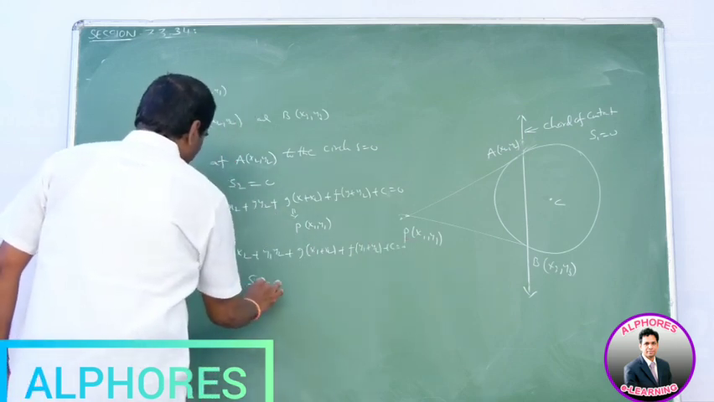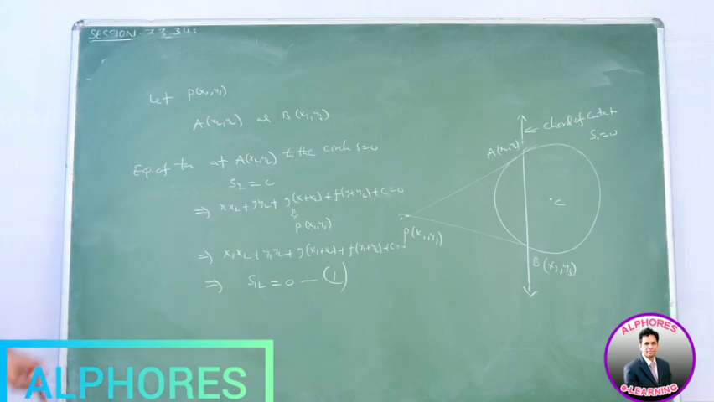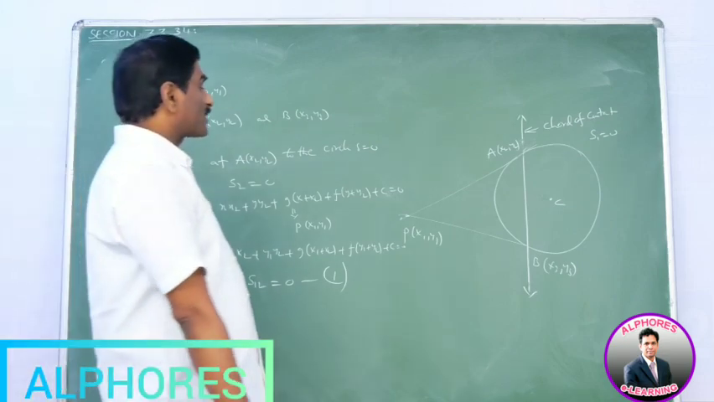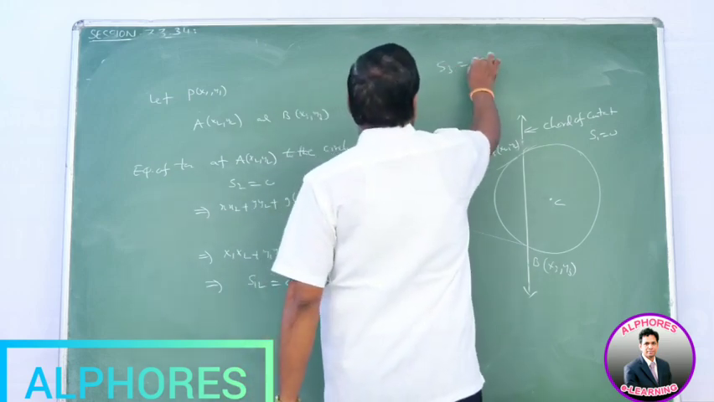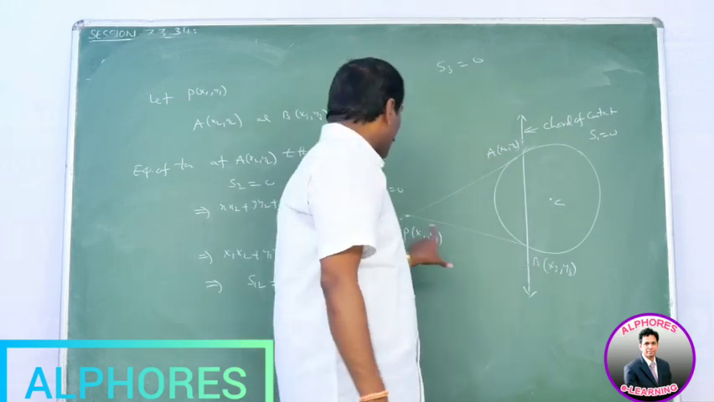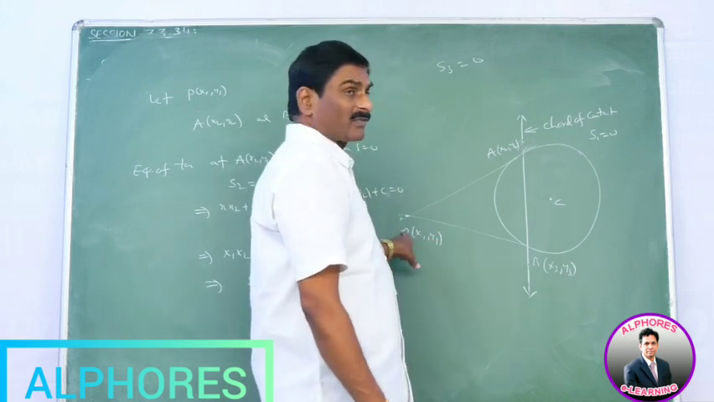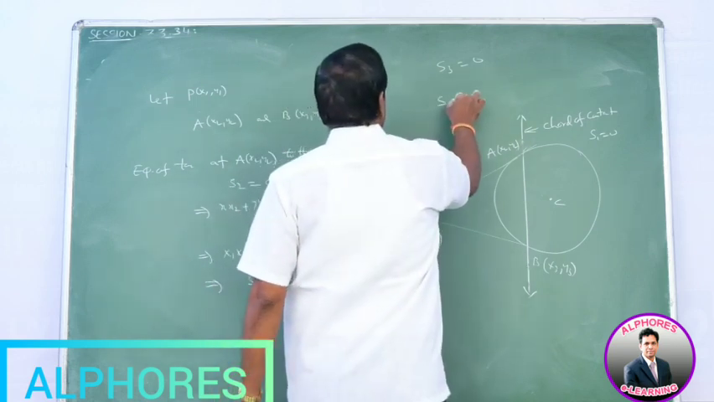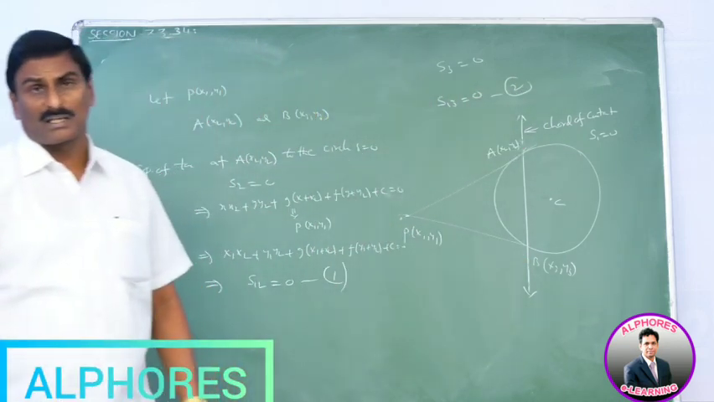That means S12 is equal to 0. It is equation number 1. Similarly, the equation of the tangent at B (x3, y3) is S3 equal to 0. This tangent also passes through P (x1, y1). That means S13 is equal to 0.